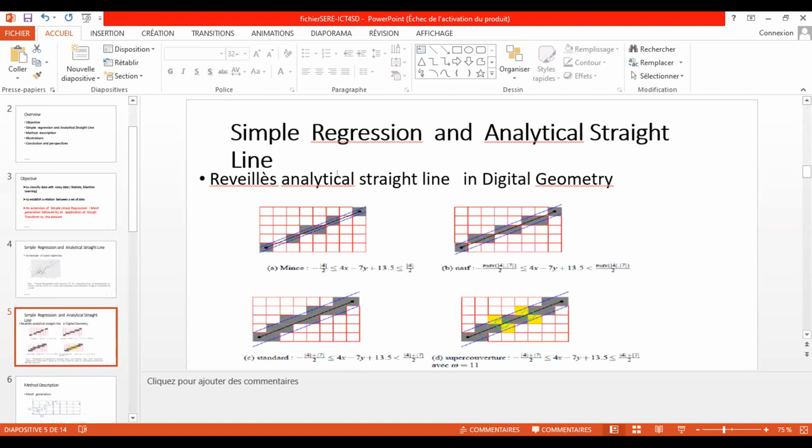Reveillès proposed an analytical straight line in digital geometry. There are different straight lines here. The difference between these straight lines is only the thickness, because you see here the thickness is very thin. This is naive, this is standard, and here it is very thick. So we try to use this analytical straight line to establish later our extension.